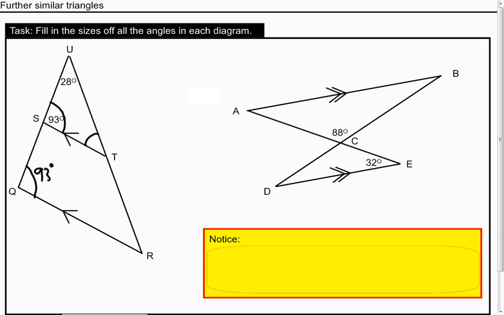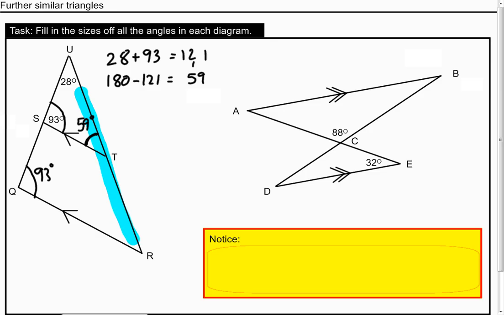I can find this angle in my triangle here because I know the angles in a triangle all add up to 180. So I'm really just concentrating on this bit of the diagram. Adding them up, 28 plus 93 would give me 121, and the angles in a triangle add up to 180. So the difference there would give me 59. So I know that would be 59 degrees there.